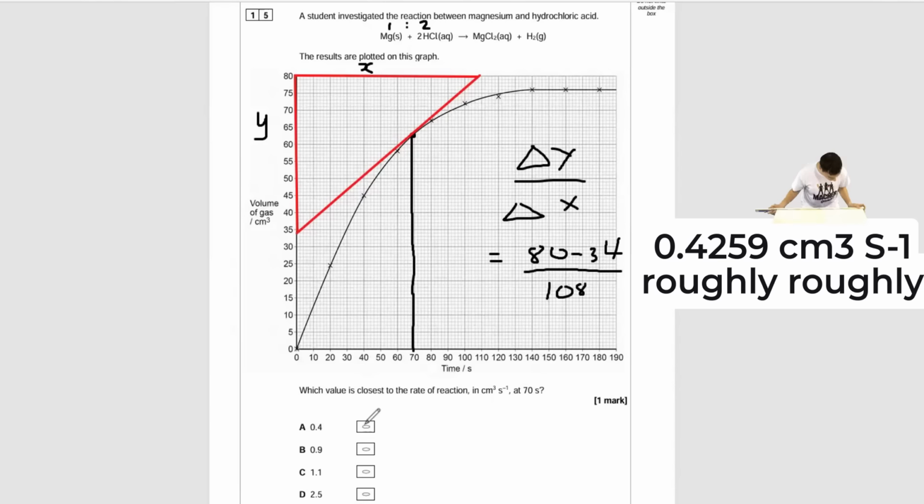And look, when you compare that, you can see it's closest to 0.4. You might get a slightly different answer because your tangent might be a lot better than mine, but there you go. It's obviously closer to that answer. So don't fall for the old 0.91.